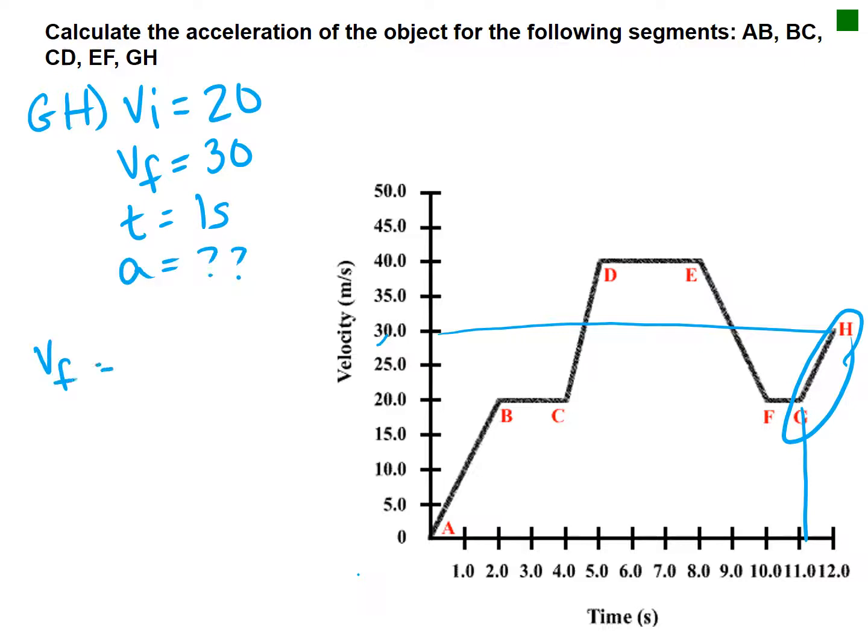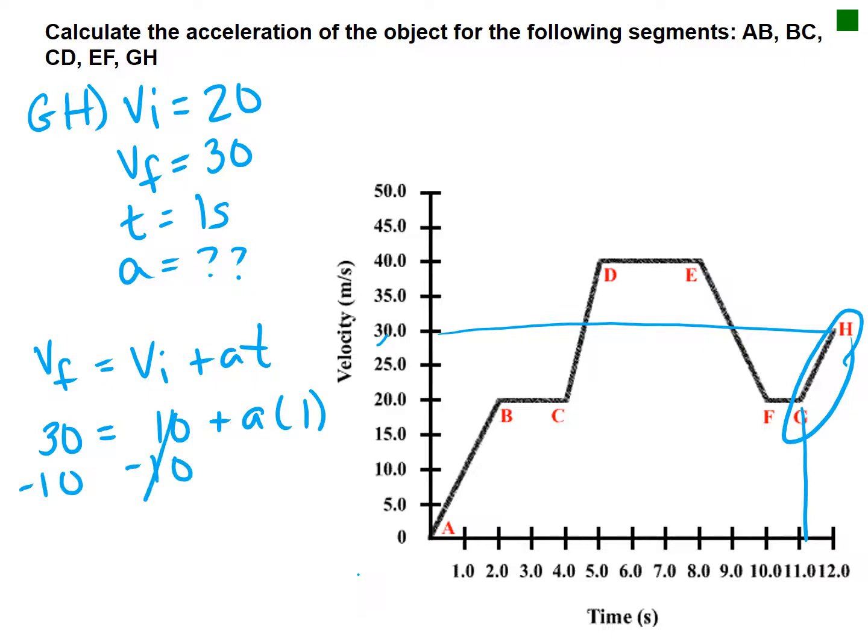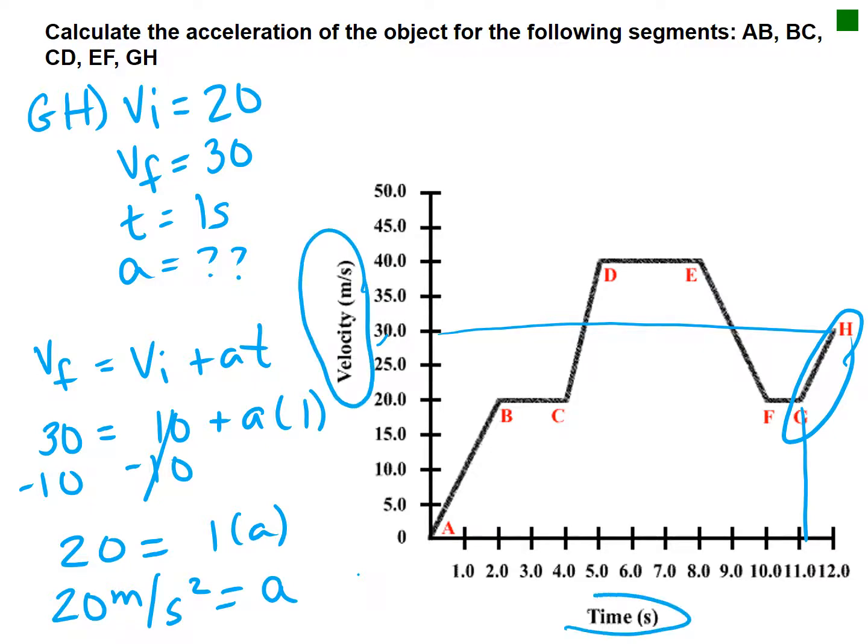So VF equals VI plus AT. 30 equals 10 plus A times 1. Subtract 10 from both sides, and we get 20 equals 1A. So A is equal to 20 meters per second squared. There we go. So now we've calculated acceleration based on a velocity time graph.